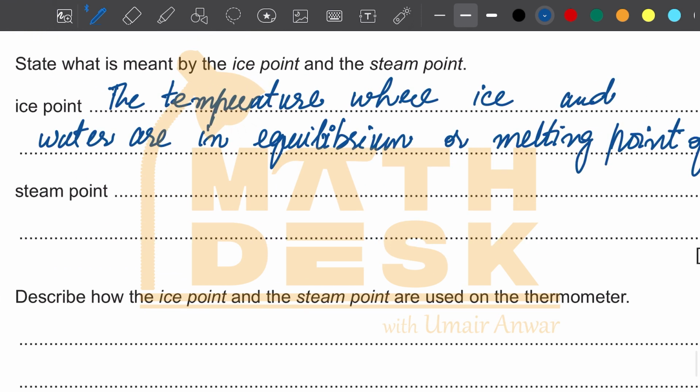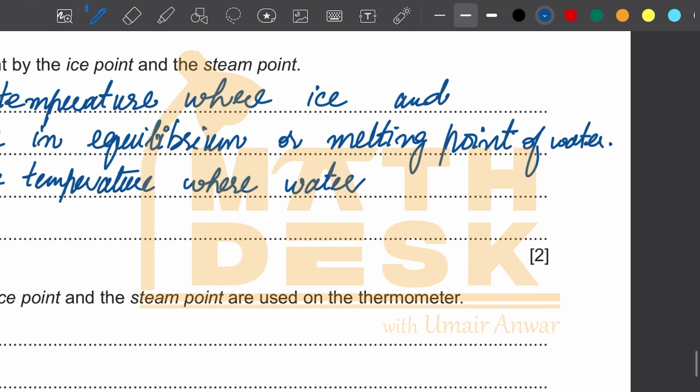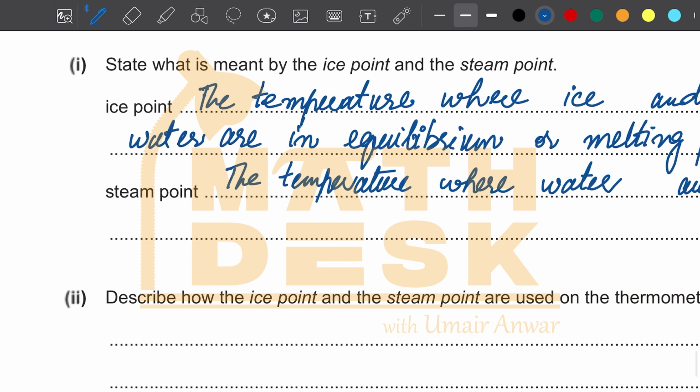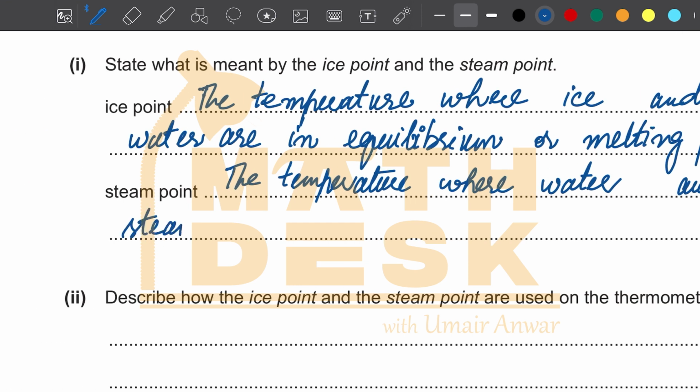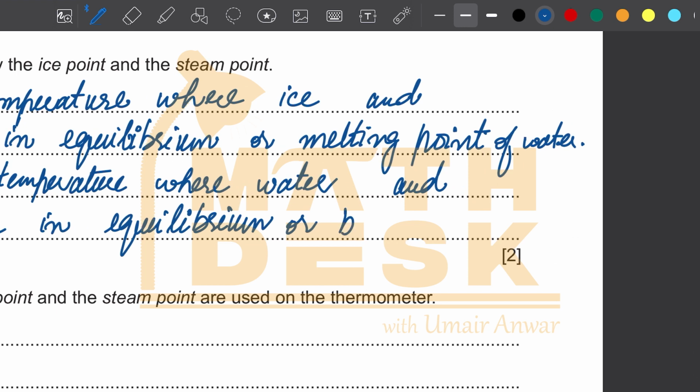Now the steam point is defined as the temperature where water and steam are in equilibrium, or it is also called the boiling point of water.